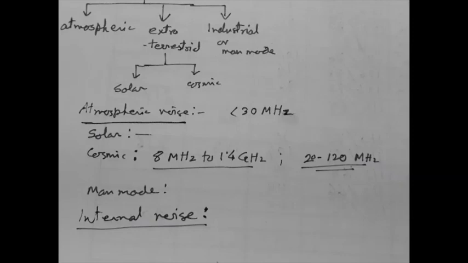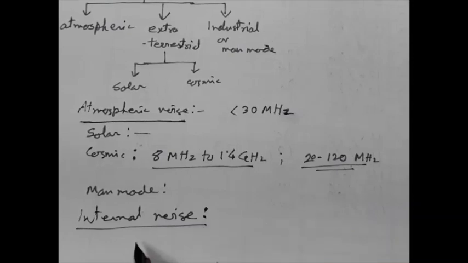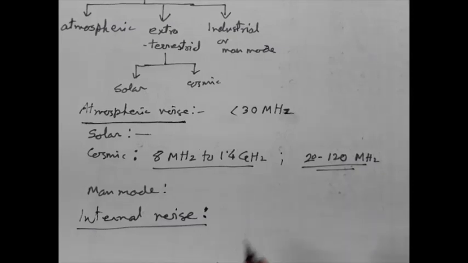Now in a broad sense, we divide this internal noise into two categories. One is the short noise, another is the thermal noise. But there are several types of noise present in different components. So let us try to understand these one by one. So first consider the short noise.